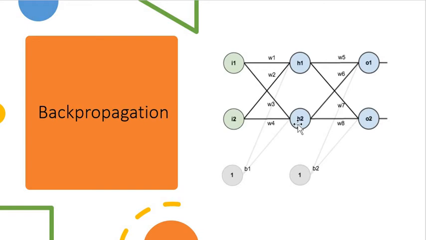Now, if someone asks what O2 is going to be, the input is coming from H1 times W7, then H2 times W8, and then B2 times 1. Hence, my O2 is dependent on H1 and H2, and my H2 is dependent on I1 and I2, and similarly for H1. So all my layers are not independent, they are dependent on the previous layer's neurons. And hence the activation function here plays a very important role in deciding which particular neuron it should trigger.